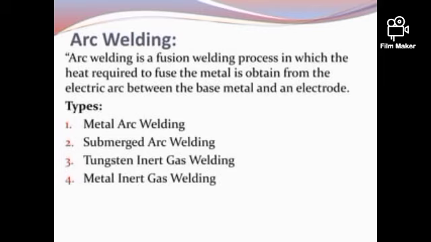Arc welding. Arc welding is a fusion welding process in which the heat required to fuse the metals is obtained from the electric arc between the base metal and the electrode. Types: metal arc welding, submerged arc welding, tungsten inert gas welding, metal inert gas welding.